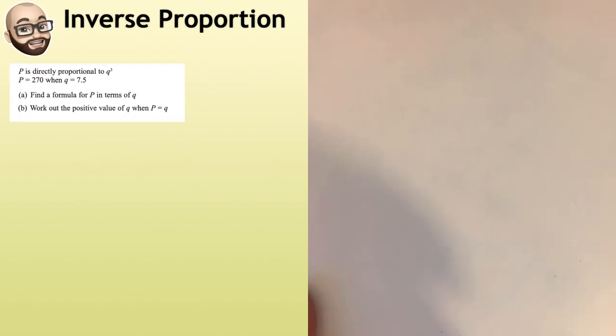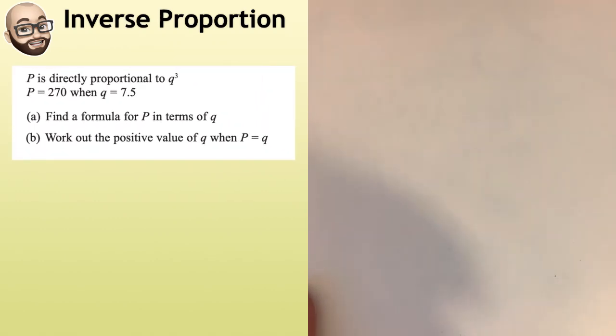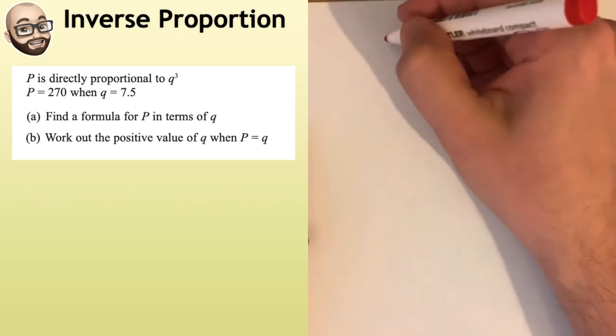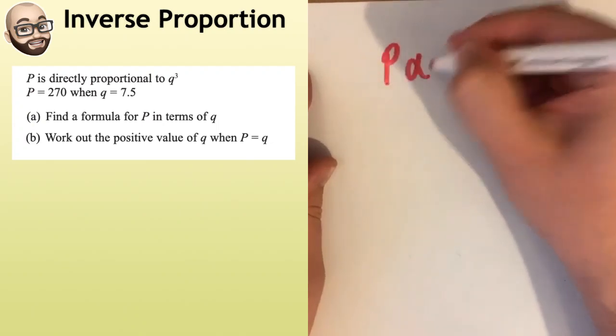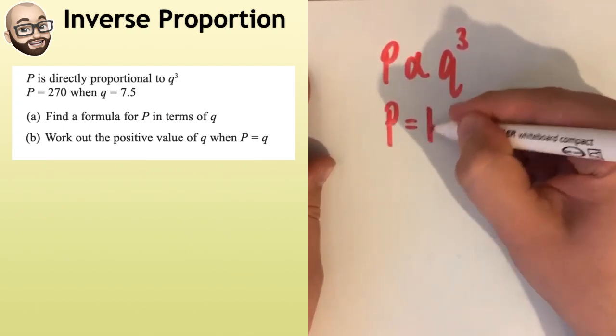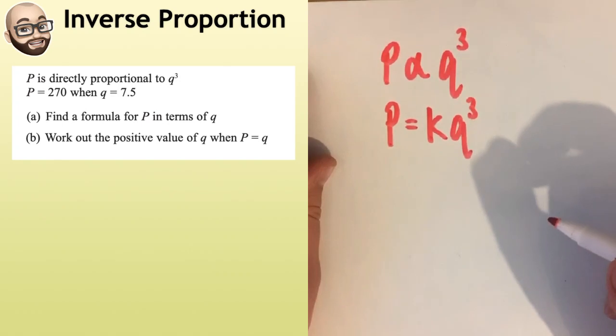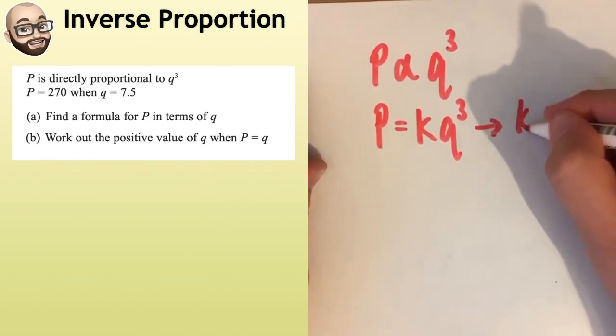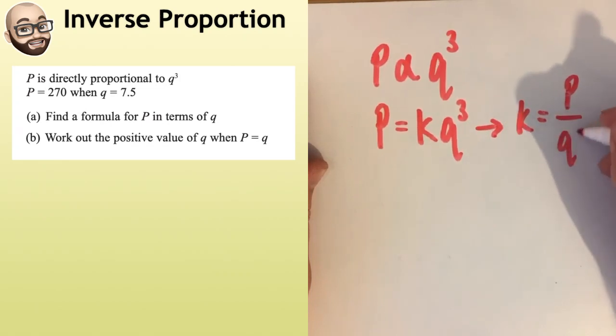So here's the direct proportion question on screen now, and it says P is directly proportional to Q cubed. P is 270 when Q is 7.5. Find a formula for P in terms of Q. And then it's a bit of a weird one. It says work out the positive value of Q when P equals Q. Okay, so let's start off with part A. It tells us in the question, P is proportional to Q cubed. So our formula would be P equals kQ cubed, or if we wanted to, we could write this as k equals P divided by Q cubed.